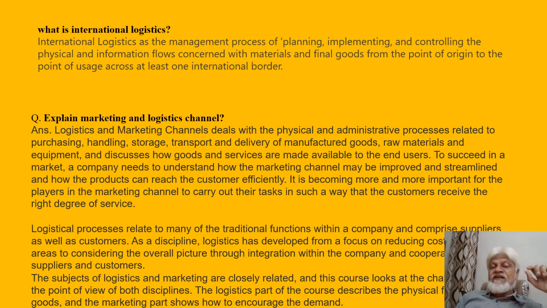Logistic processes relate to many traditional functions within the company and comprise suppliers as well as the customers and the discipline of logistic to develop and focus on reducing areas of consideration and the overall picture through integration in the company and the cooperation of the supplier and the customer. The subjects of logistic and marketing are closely related, and the course for you all looks something like a channel, like the point of view on both disciplines. The logistic part describes the physical flow of the items and the goods, and the marketing part shows the encouraging of the demand.